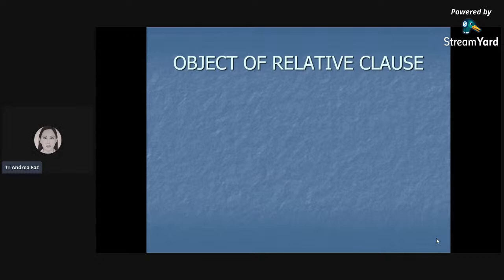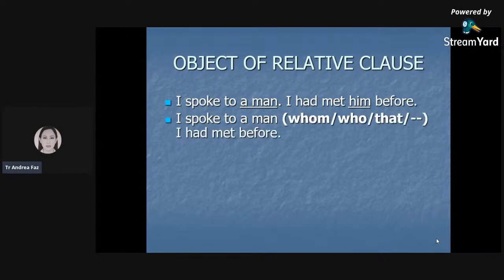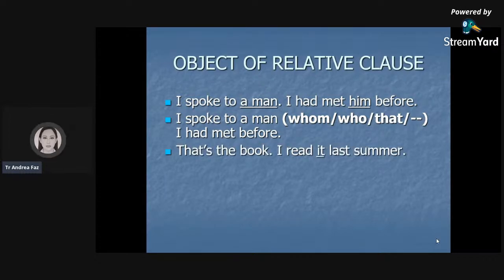There we go. The object of relative clauses. I spoke to a man. I have met him before. I spoke to a man whom I had met before, who I had met before, and that I had met before.